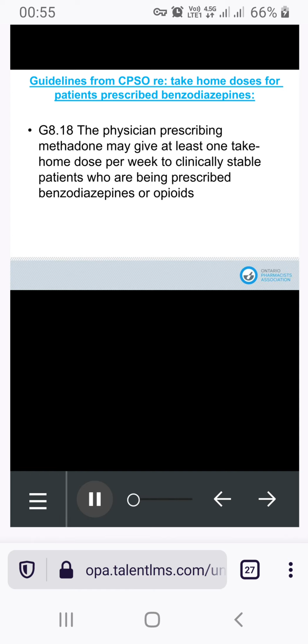Guideline from the CPSO on take home doses for patients prescribed benzodiazepines. G818: the physician prescribing methadone may give at least one take-home dose per week to clinically stable patients who are being prescribed a benzodiazepine or opioid.